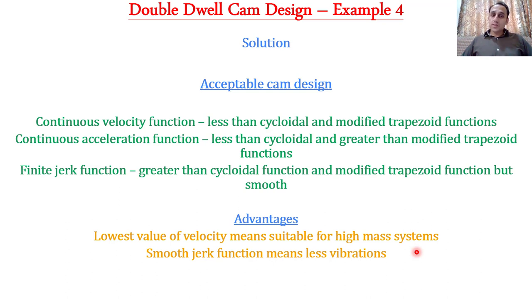It is good for the service life of the mechanism. The other thing is that the jerk function is very much smooth. So if the jerk function is smooth, then the vibrations will be reduced and the service life of the components will be increased. This is the analysis of the modified sine function.